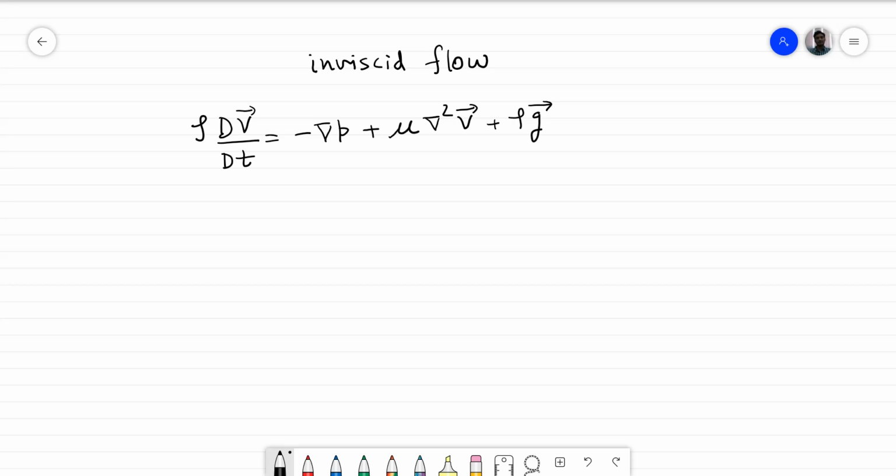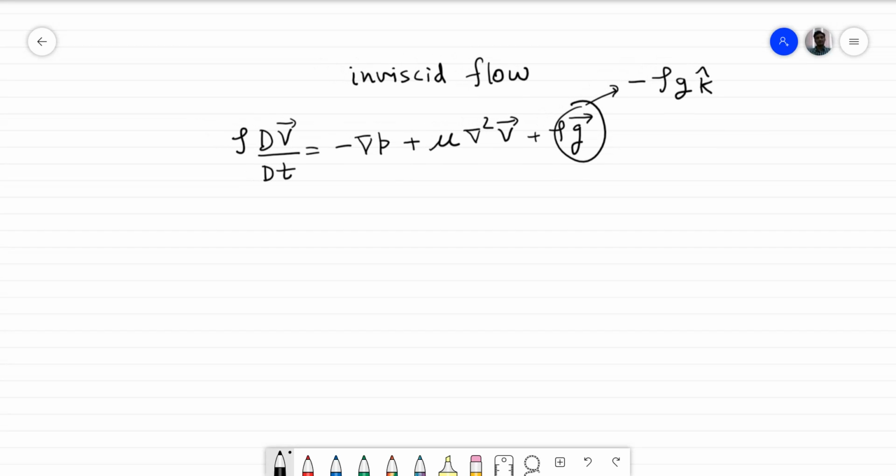If we know that gravity acts in a certain direction, we can write this rho G. Let's say the gravity is acting in the negative Z direction. Then we can write it as minus rho G k cap, where G is the scalar value of the gravitational acceleration, and minus k cap is the direction in which the gravitational force is acting.